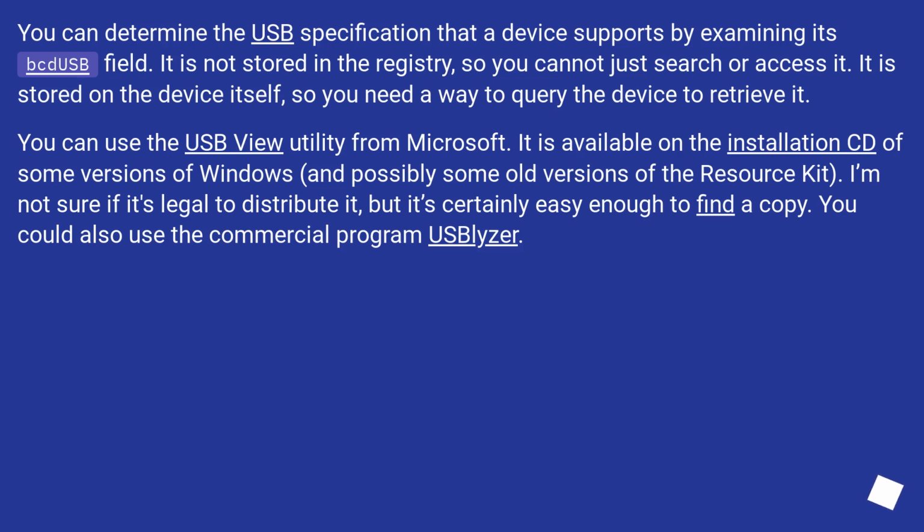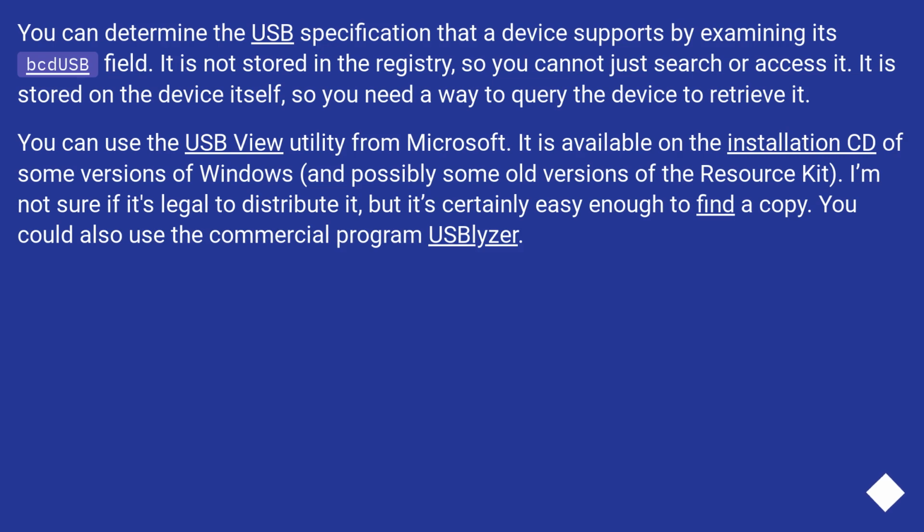You can determine the USB specification that a device supports by examining its USB field. It is not stored in the registry, so you cannot just search or access it. It is stored on the device itself, so you need a way to query the device to retrieve it.